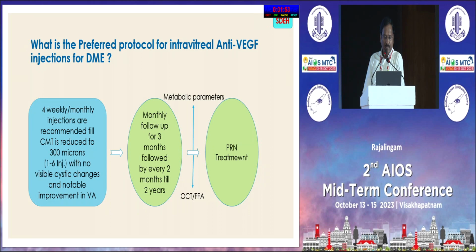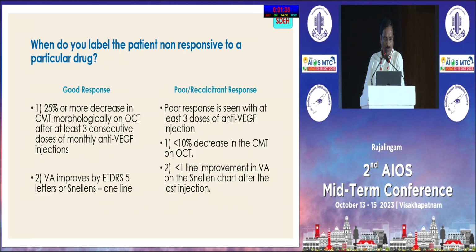You have to give the injections monthly, 1 to 6 injections, until the central macular thickness and visual acuity improve. Later on, you follow the patient monthly for 3 months, and after that every 2 months for 2 years. Then subject the patient to PRN treatment. A good response is where 25% or more of the macular thickness reduces after the 3 injections, or if the visual acuity improves by 5 ETDRS letters or 1 line. A poor response is if the macular thickness reduces by less than 10%, or there is less than one line improvement in visual acuity on the Snellen chart.